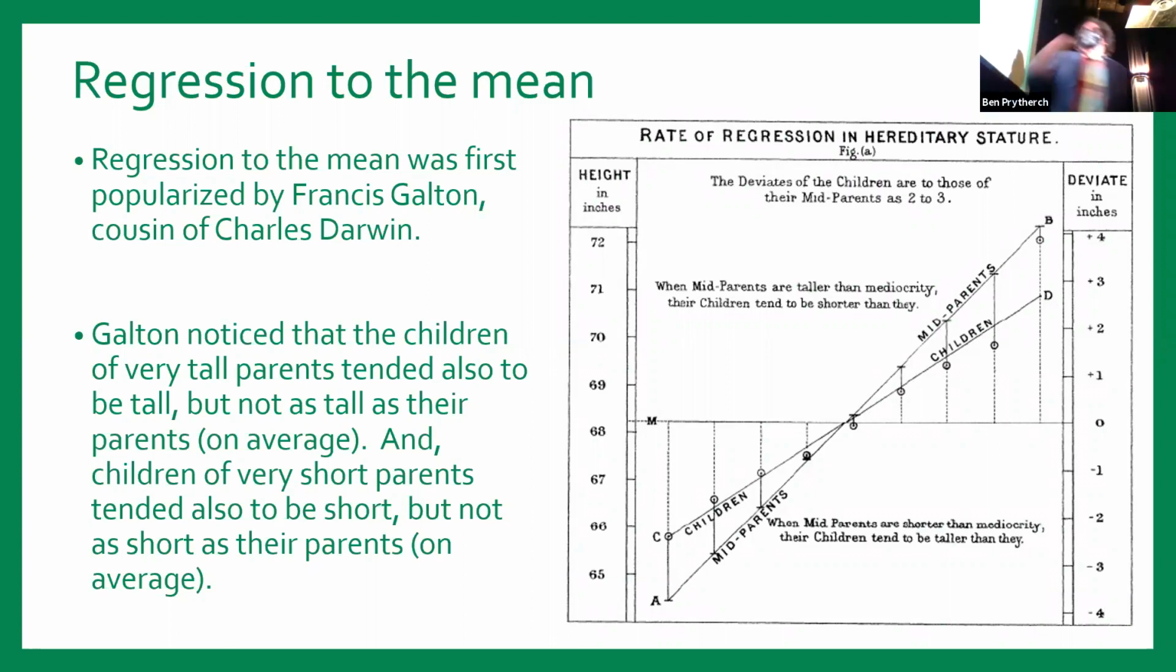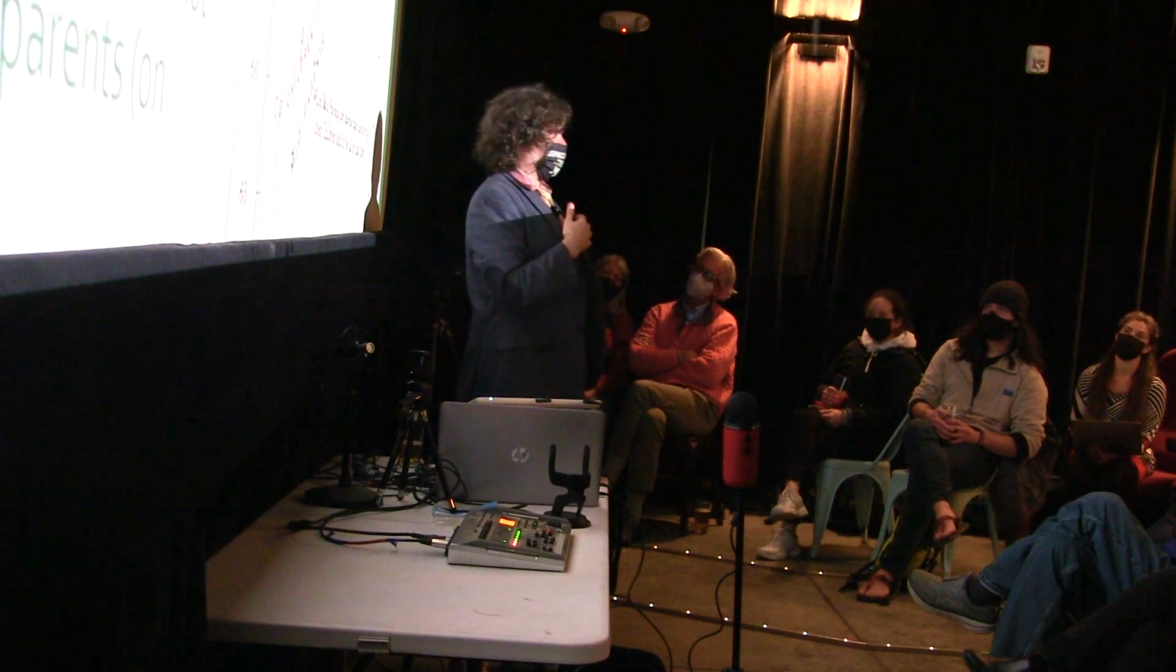On this plot, there's this thing called mid-parent height. It's a way of averaging the heights of mom and dad with a little bit of an adjustment for the fact that men are on average a little bit taller. And so we see up here that the deviates of the children are to those of their mid-parents as 2 to 3. I wish we still talked like that.